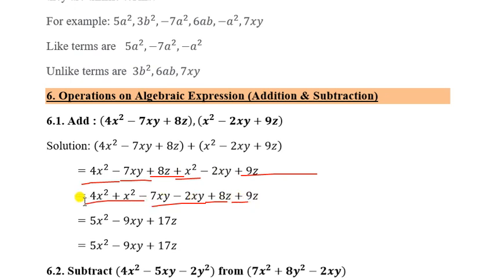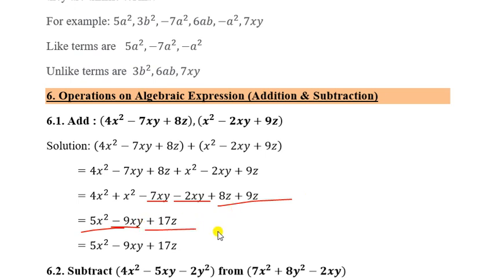So now we can add 4 times x square plus 1 time x square. How many times x square will come? 5 times, definitely 5 times. So 5 times x square. Minus 7xy minus 2xy, so minus 9 times xy. Plus 8z plus 9z, that means plus 17 times z will come. So 5x square minus 9xy plus 17z. Okay, in this way you have to add.